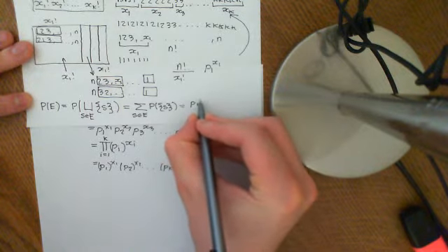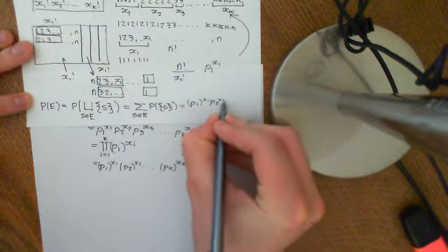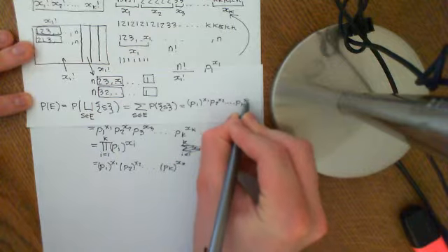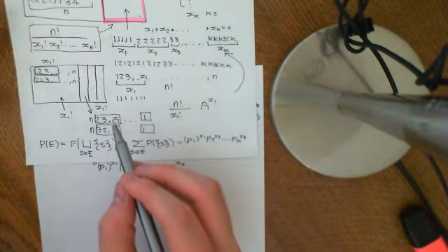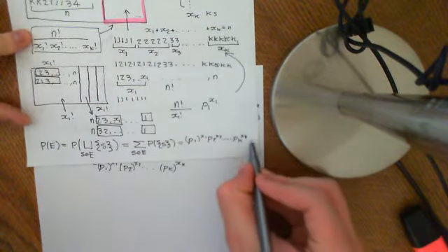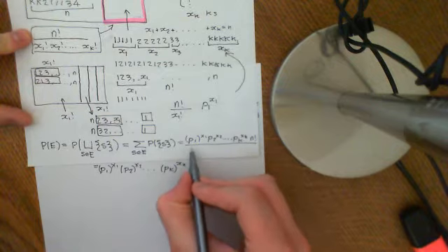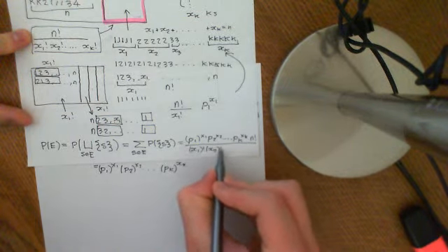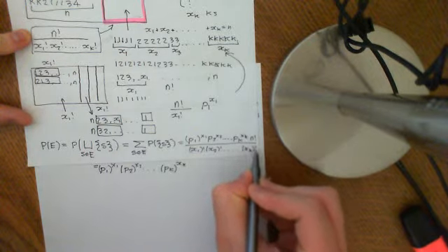It's p1 to the power of x1, p2 to the power of x2, all the way up to pk to the power of xk. That's the probability of a singleton, and then we just multiply it by the total number, which is given by this coefficient here, which is n factorial over x1 factorial, x2 factorial, and then you go all the way up to xk factorial.